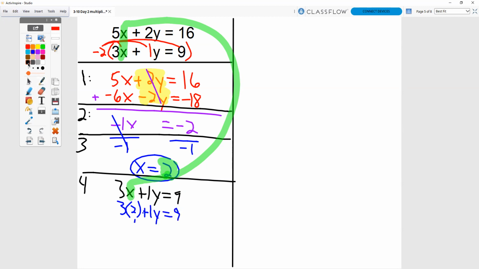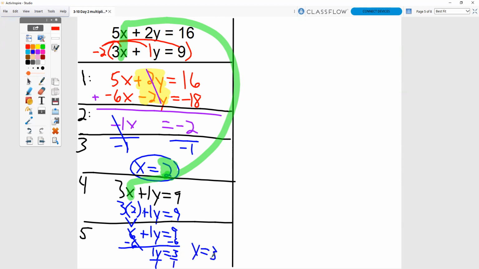Step number 5 says solve that equation. So when I go to solve this equation, I'm going to do 3 times 2 first, which is 6, plus 1y equals 9, minus 6 minus 6. So I have 1y equals 3, divide by 1, and you get y equals 3. So my two answers are x equals 2 and y equals 3.